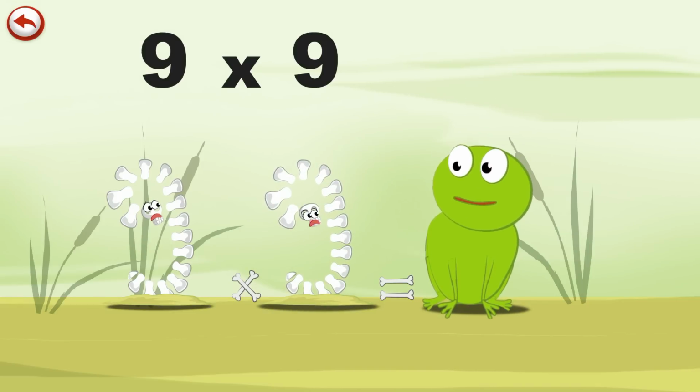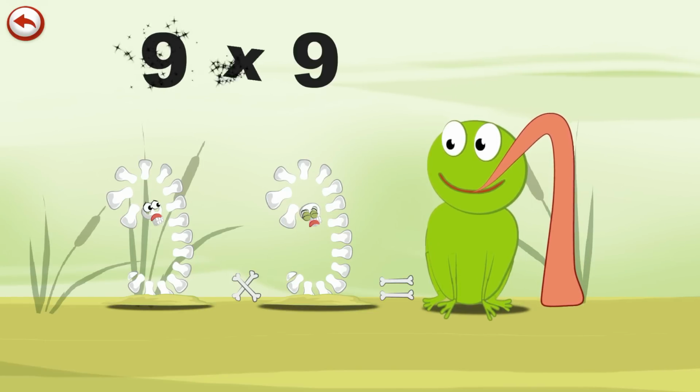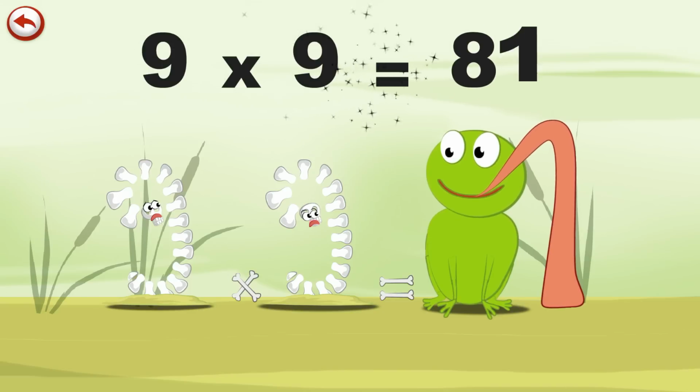Mr. SlimyNine and Mrs. SlimyNine are quickly swallowed. The frog is in the shape of an 8, and its long tongue in the shape of a 1. 9 times 9 is 81.